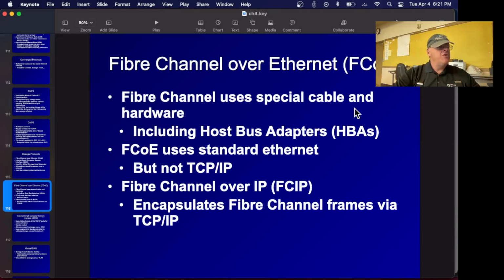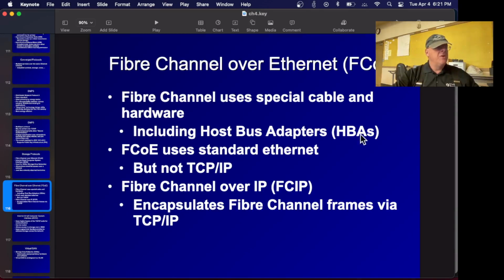So Fibre Channel over Ethernet. Fibre Channel uses special cables and hardware, but yes, and Shu says there's lots of new protocols to improve the bandwidth and latency of the storage servers, and I'm sure there are. A lot of this stuff is not very up to date. This is the fundamentals, but yeah.